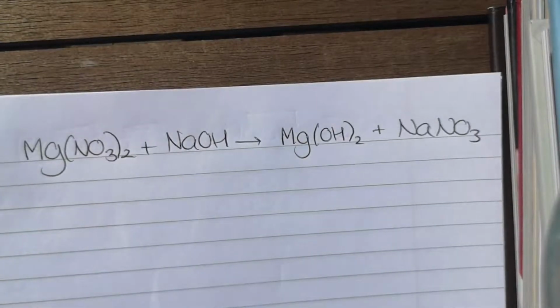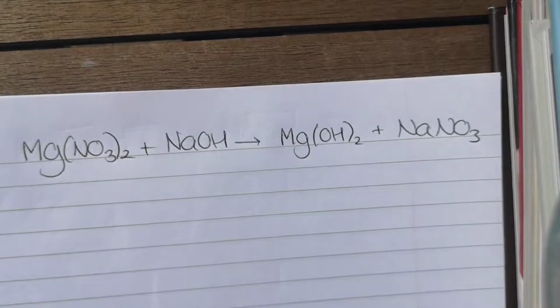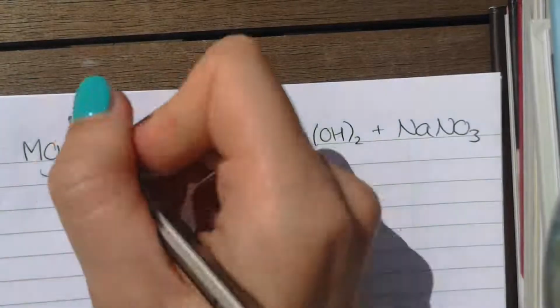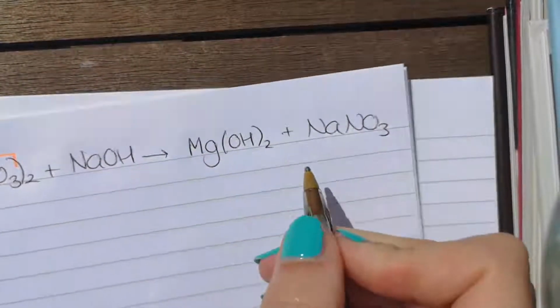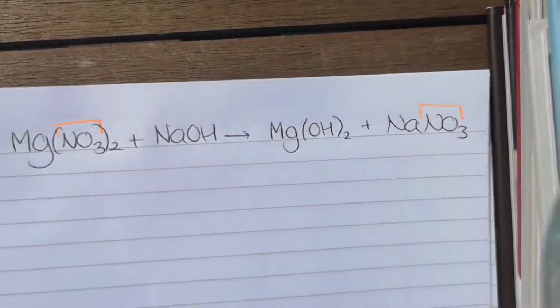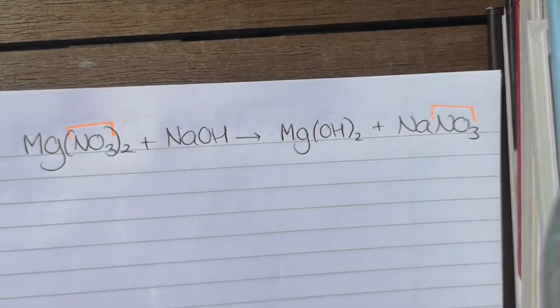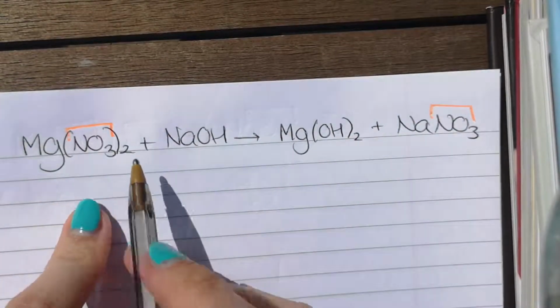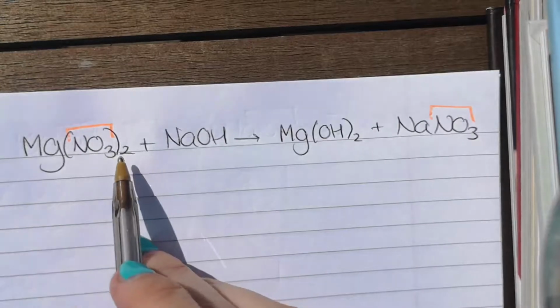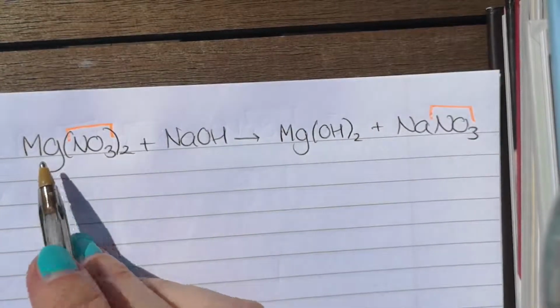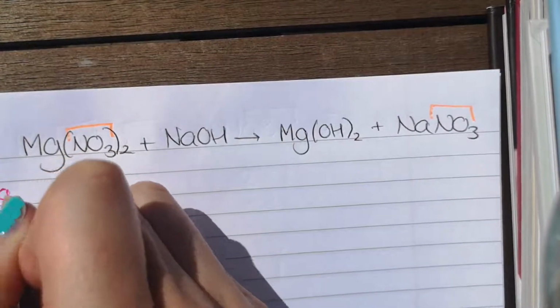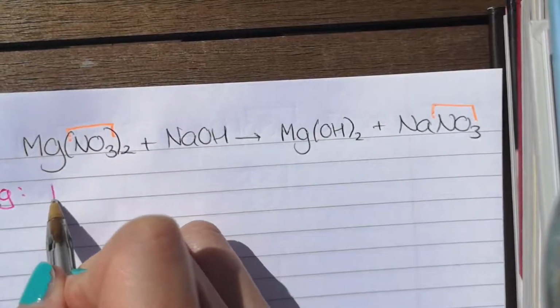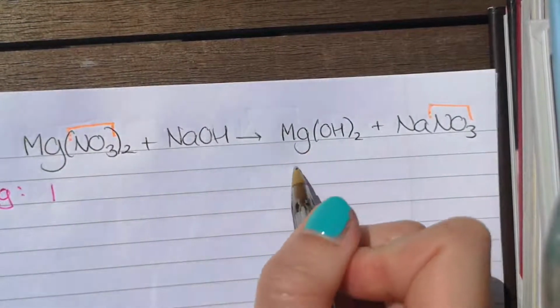This is another example for you that includes a bit of chunking, if you like. In this case it's my NO3 that I can chunk because it hasn't changed, it stayed the same on both sides of the equation. I've also got some formulae that include brackets. So I'm going to start on the left as before, so I'm going to start with my Mgs. On the left hand side I've got 1, and on the right hand side I've got 1.